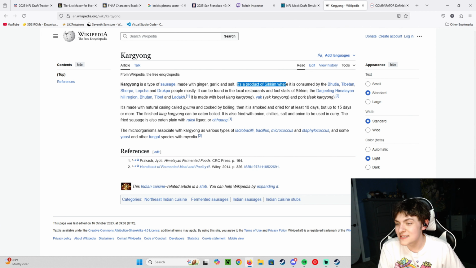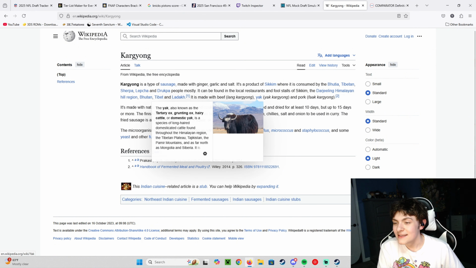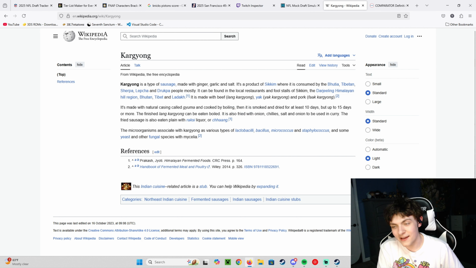Kargyong is a type of sausage made with ginger, garlic, and salt. It's a product of Sikkim, where it's consumed by the Bhutia, Tibetan, Sherpa, Lepcha, and Drukpa people mostly. It can be found in the local restaurants and food stalls of Sikkim, the Darjeeling Himalayan hill region, Bhutan, Tibet, and Ladakh. It is made with beef, lang kargyong, yak kargyong, and pork, fak kargyong. It's made with natural casing called yuma and cooked by boiling. It is then smoked and dried for at least 10 days, but up to 15 days or more.